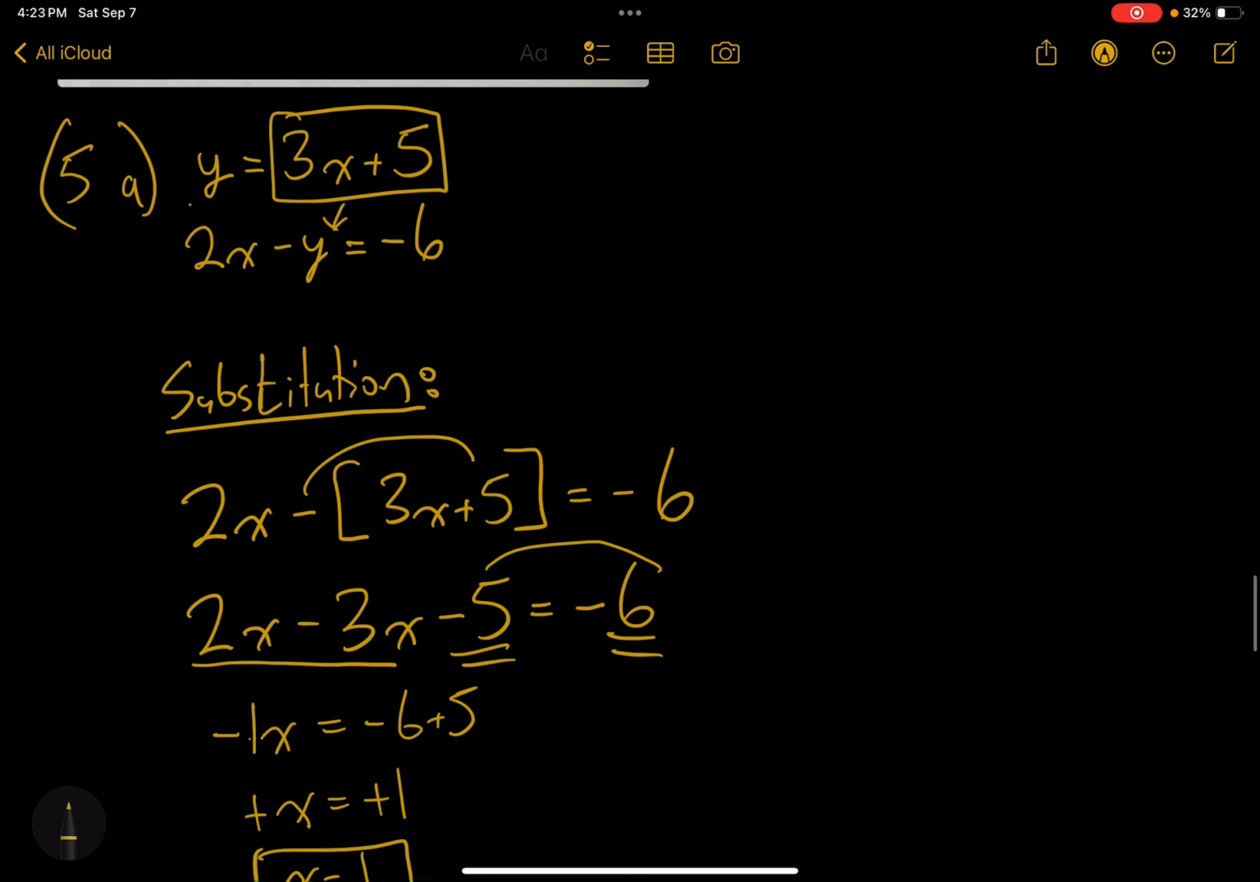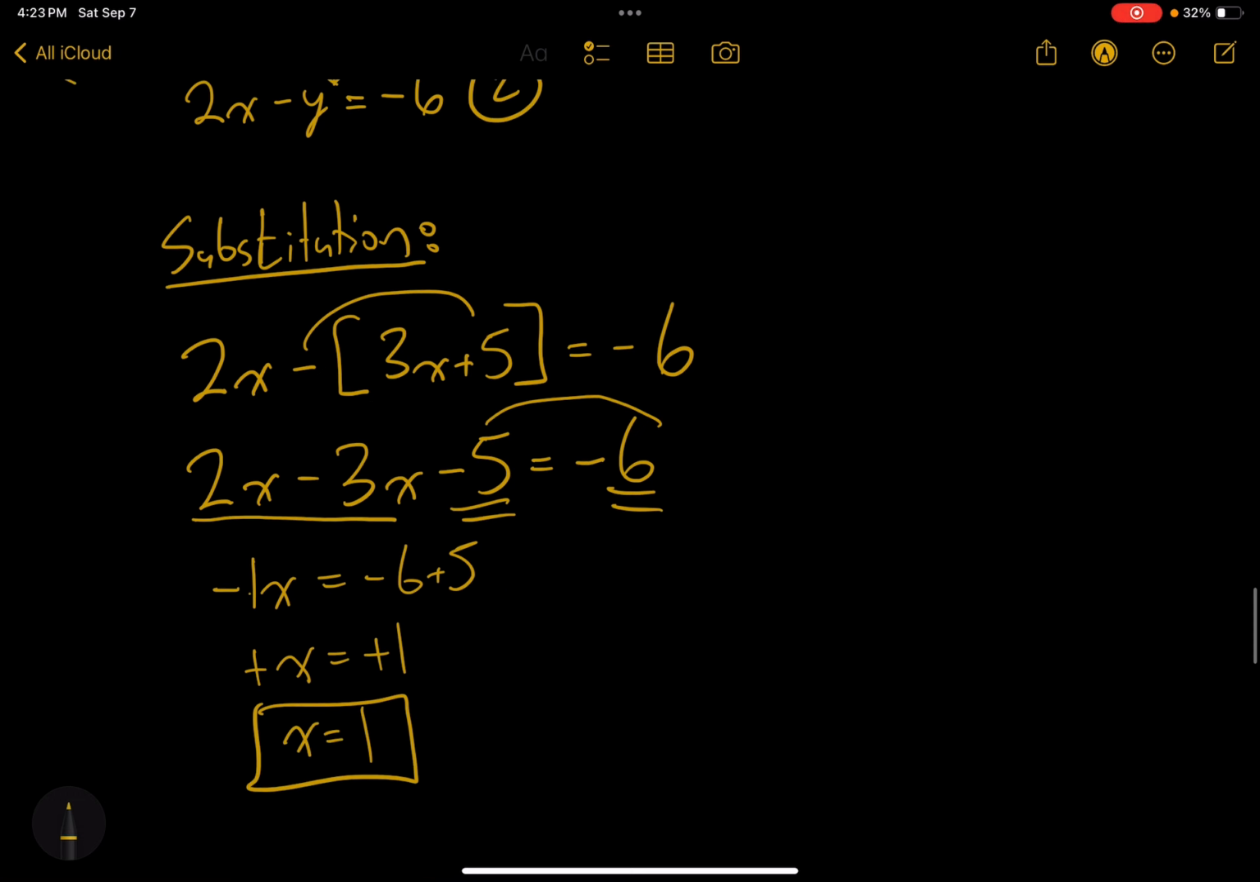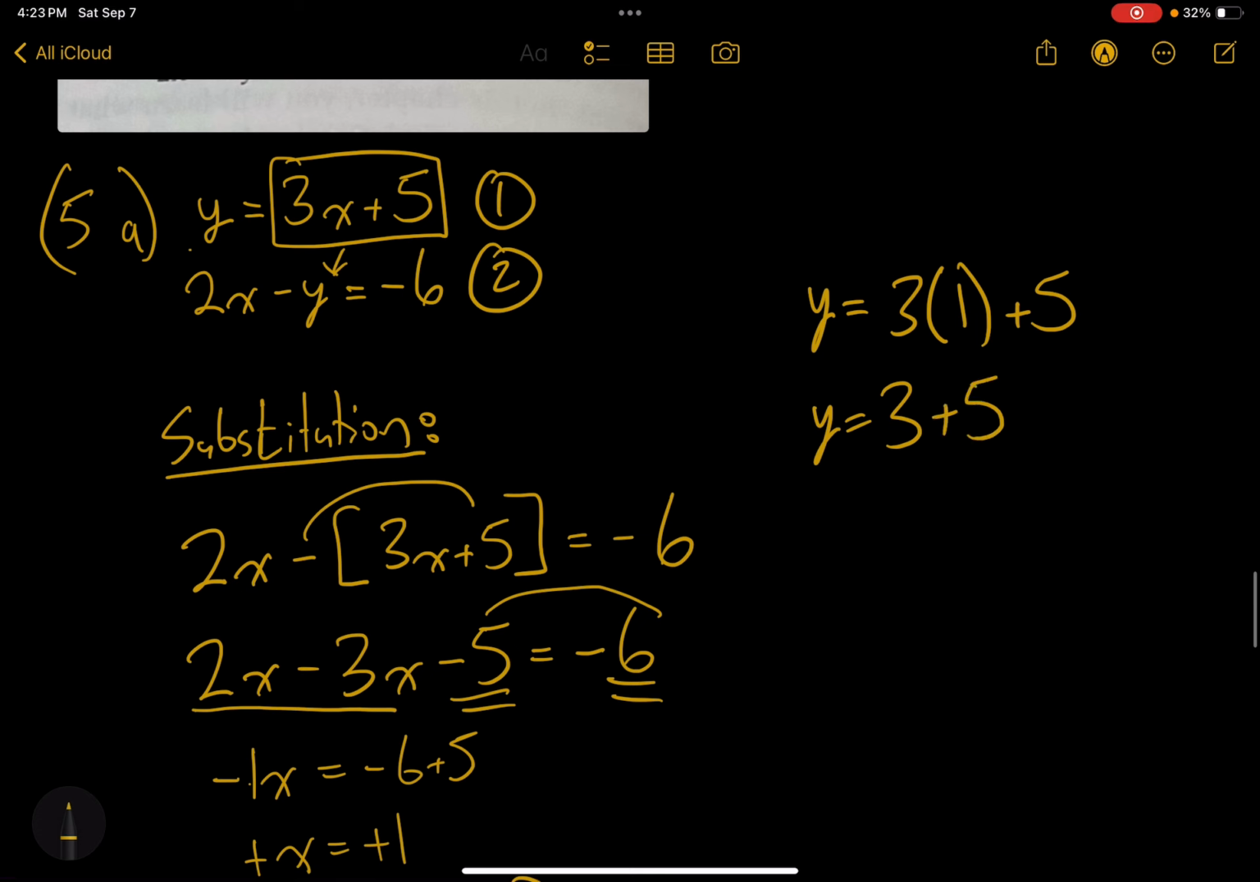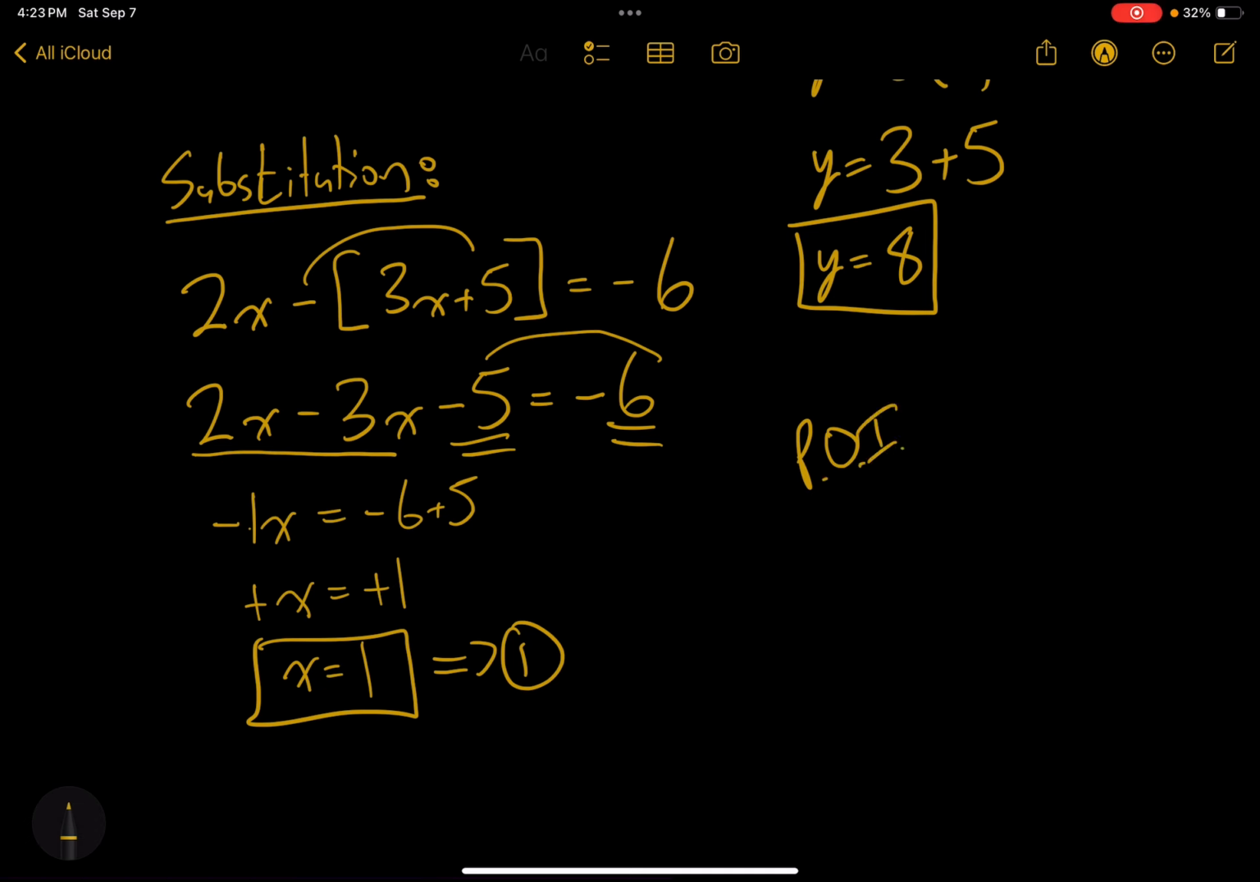And now that I have x equals 1, I substitute it back into, this is equation 1, this is equation 2. I put this into equation 1. So I say y equals 3 times x is 1. When x is 1, what is y? Plus 5. Y equals 3 plus 5. Y equals 8. And so my point of intersection, POI, if you remember, is equal to 1, 8.